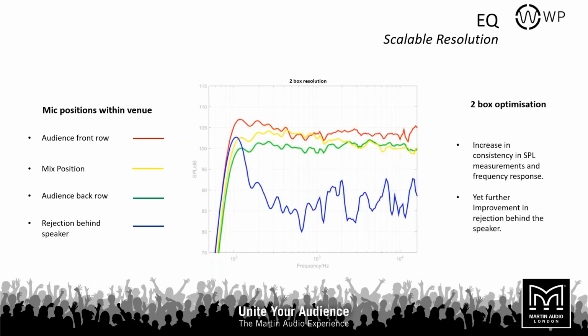Now, if we double that to 2-box resolution, we of course expect to see even tighter consistency in the SPL and frequency response, and some further rejection. So 2-box resolution is probably the most common scenario we're going to see. Most other manufacturers tend to specify 2 boxes per amp channel with their touring systems, and we've set the benchmark here at 2-box resolution. So even with the same amount of infrastructure, you're getting a better result, or more consistent result rather, by doing no different other than running through this software.